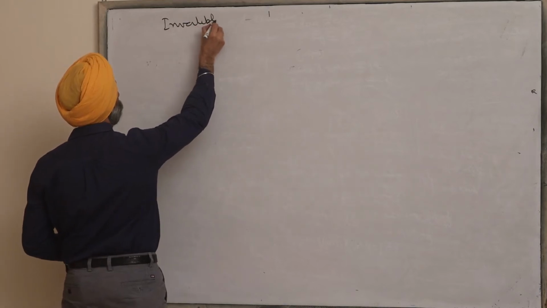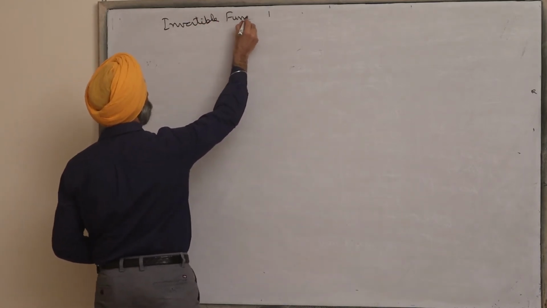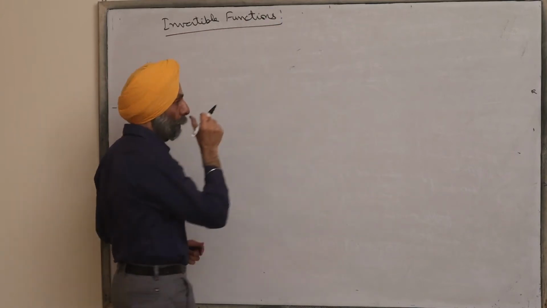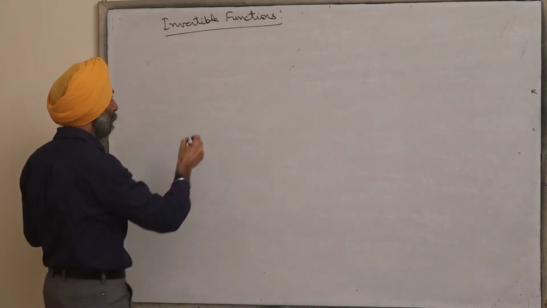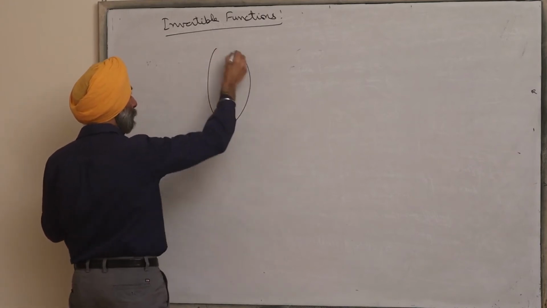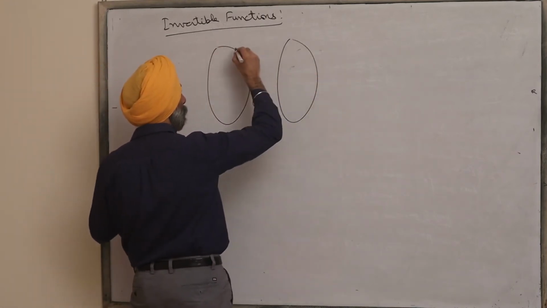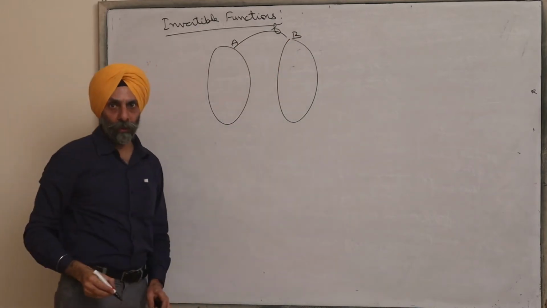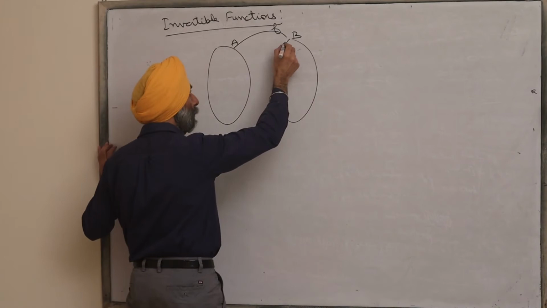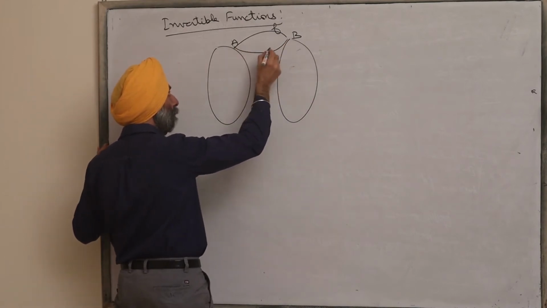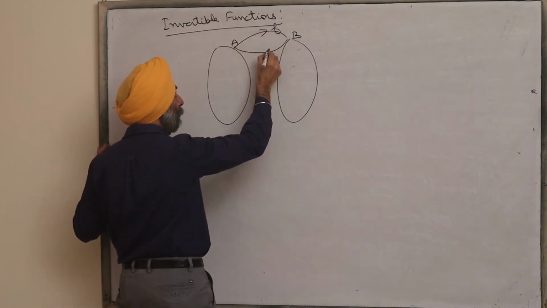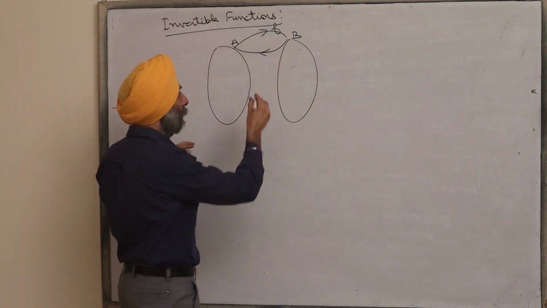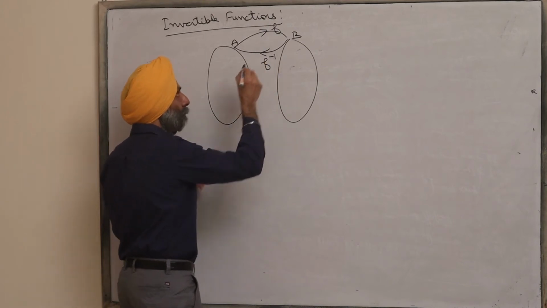invertible functions. Now, what is the meaning of an invertible function? You can see here, f is a function defined from A to B. If we are able to define a function from B to A, then we say that it is invertible and we denote it with f inverse here.